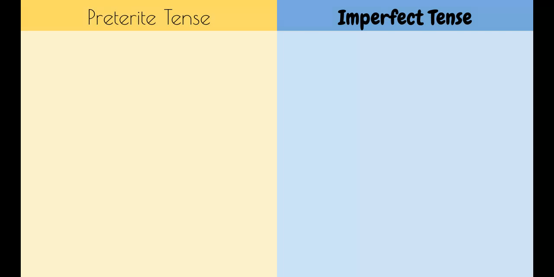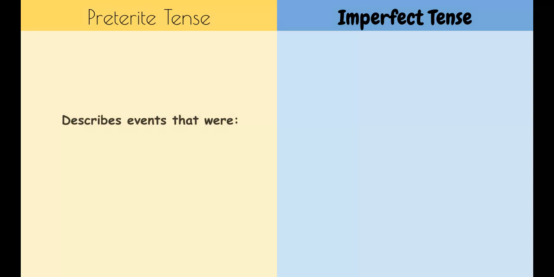So the preterite tense and the imperfect tense are both past tenses. And that means that whatever we're talking about using these tenses happened in the past. We're talking about things that happened in the past, not things that happen now or things that will happen. So that's the similarity between both of these tenses. They're past tense verbs. But the difference is what we call linguistically aspect.